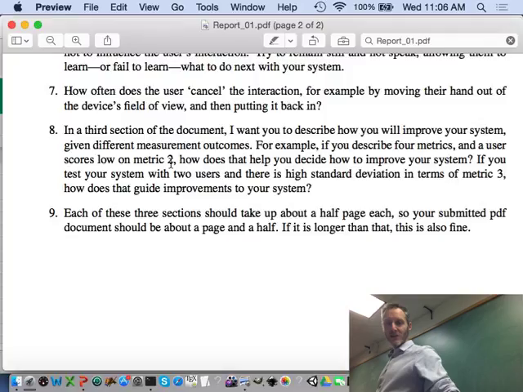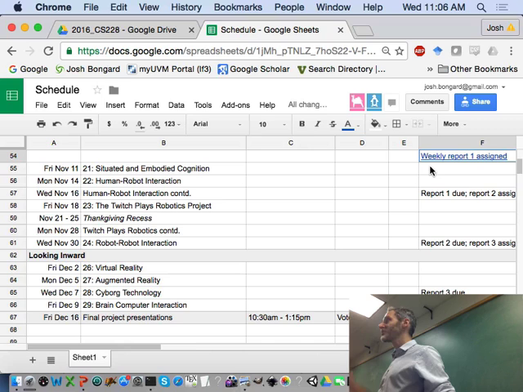Okay, so just back to the schedule for a moment. You're going to be writing this report between now and next Wednesday, and then armed with this report, we'll talk about report two, which is how to actually conduct user testing. Over the Thanksgiving recess, you're going to do some user testing and collect some of these metrics, and that's all going to go into report number two. Report number three is you're going to show us how you improved your system based on those metrics. All good? Okay, so let's carry on with the lecture material then.